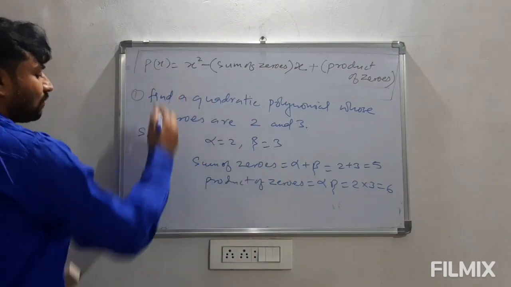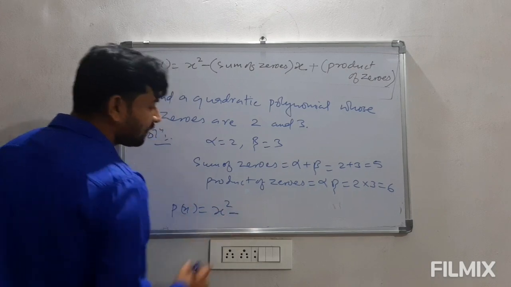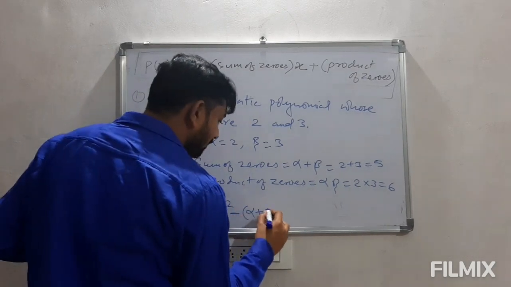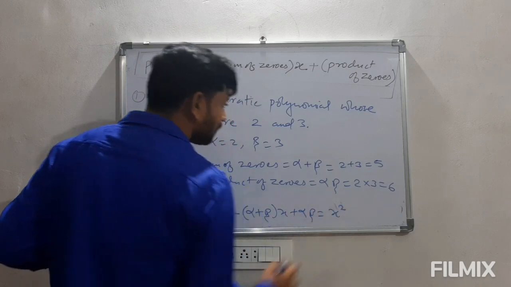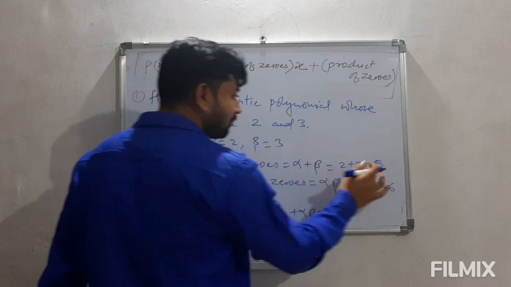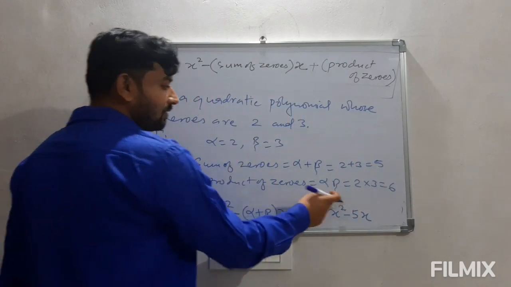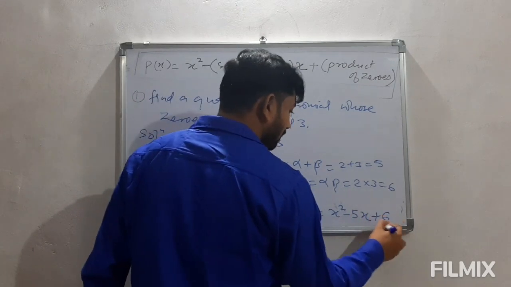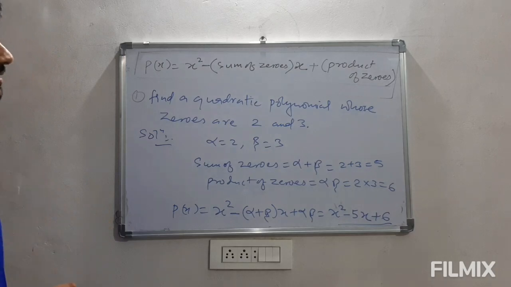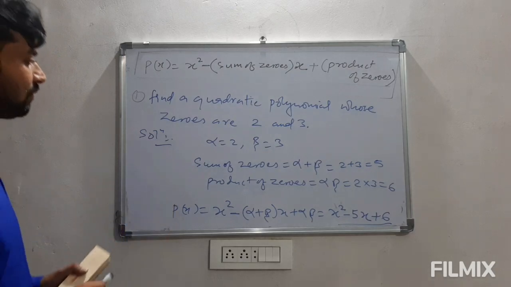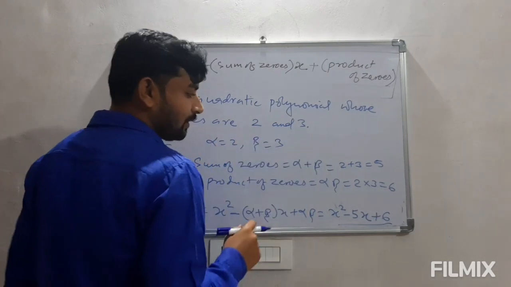Now we will use this from this relation. So the required polynomial will be x square minus, if we write alpha plus beta x plus alpha beta, so our answer will be x square minus sum of zeros, alpha plus beta is 5, so minus 5x plus alpha beta means this product of zeros. So this is the answer, x square minus 5x plus 6 here. So this is how we can find out a quadratic polynomial if zeros are 2, 3.